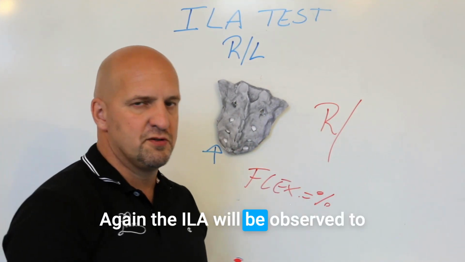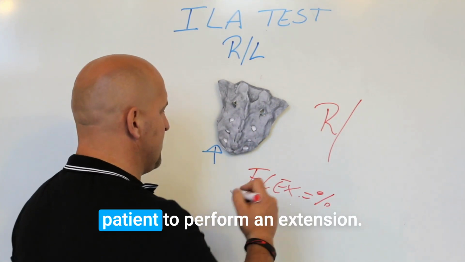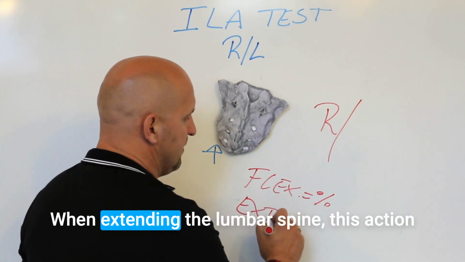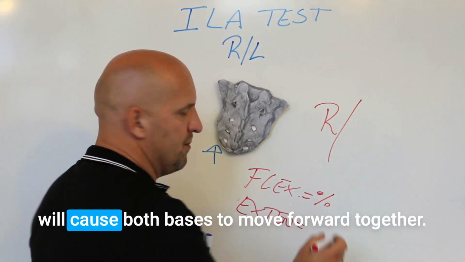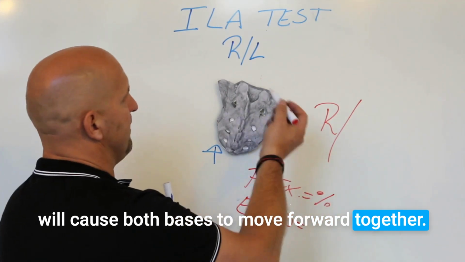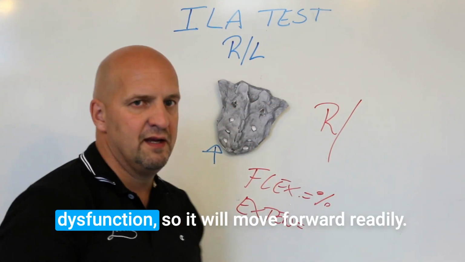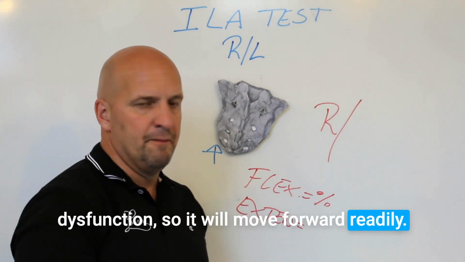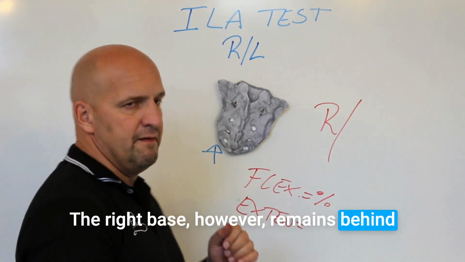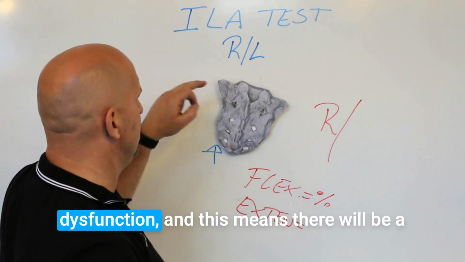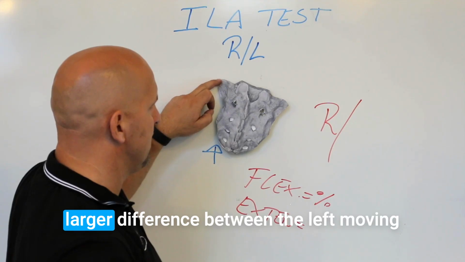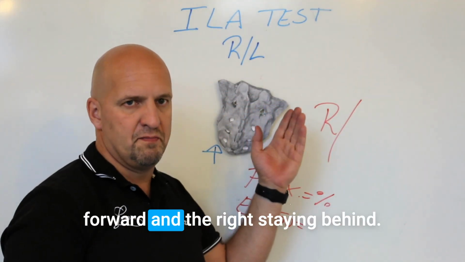Again, the ILA will be observed to stand skewed, and I would ask the patient to perform an extension. When extending the lumbar spine, this action will cause both bases to move forward together. Note that the left base shows no dysfunction, so it will move forward readily. The right base, however, remains behind and will not move forward because of its dysfunction, and this means there will be a larger difference between the left moving forward and the right staying behind.